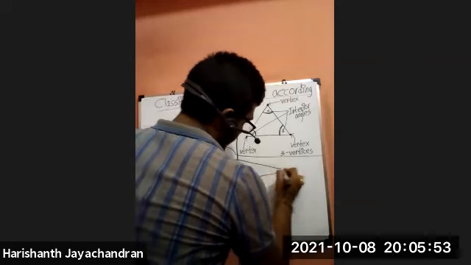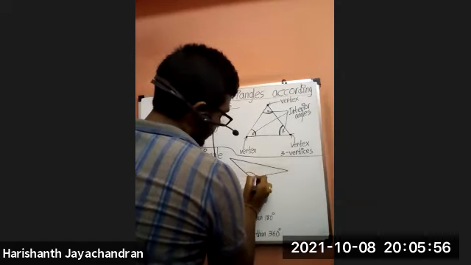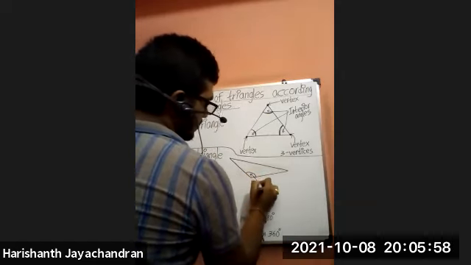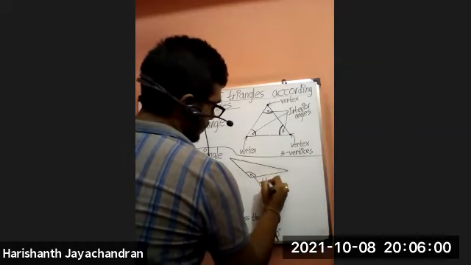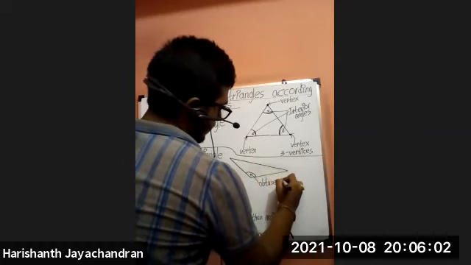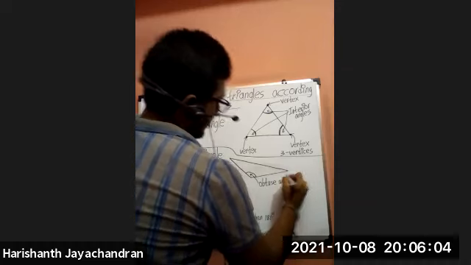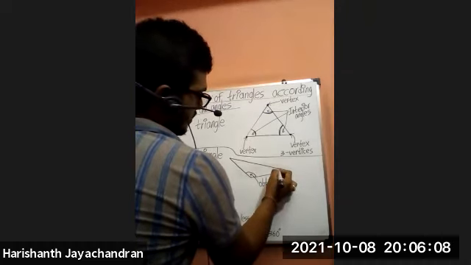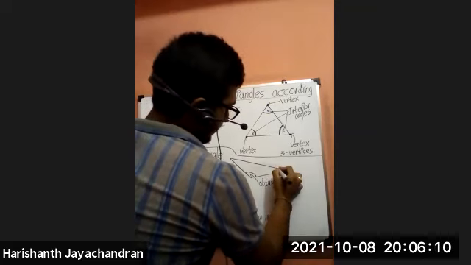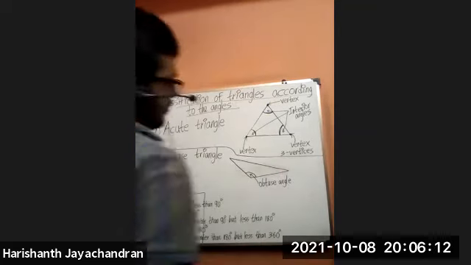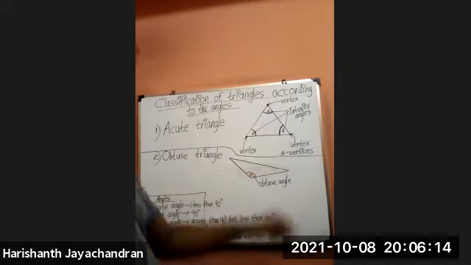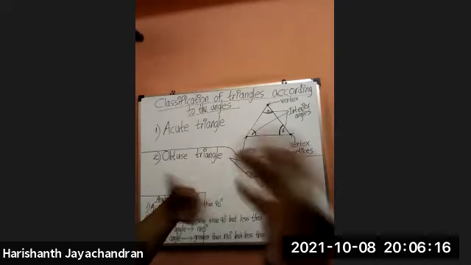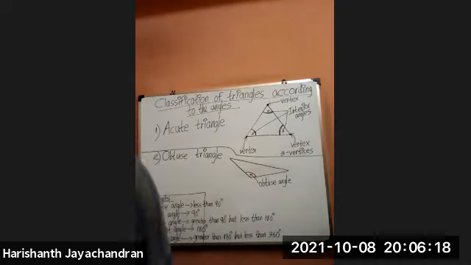So I'll just draw it in this way, guys. Here, this angle is the obtuse angle, right? Because the other two are acute. The other two are acute angles, right? If you want, you can mark the other two angles as acute angles, which means they are less than 90 degrees.